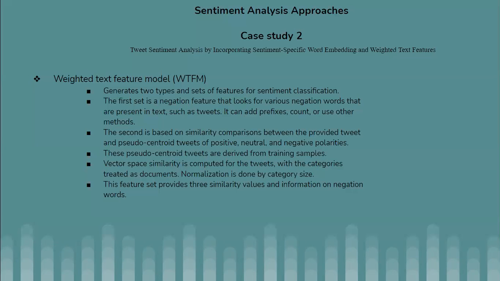The second set is more complex and is based on similarity comparisons between the provided tweet and pseudo-centroid tweets of positive, neutral, and negative polarities. These pseudo-centroid tweets are derived from training samples analyzed beforehand. Vector space similarity is computed for these tweets, categories are treated as documents, and normalization is done by category size. This provides three similarity values and information on the negation words that are in play.